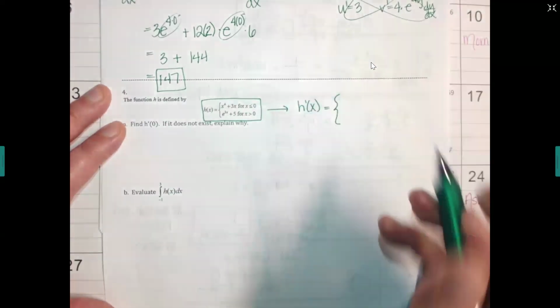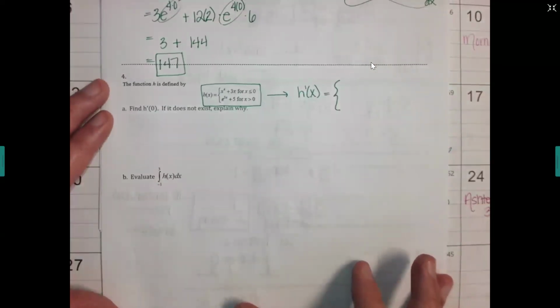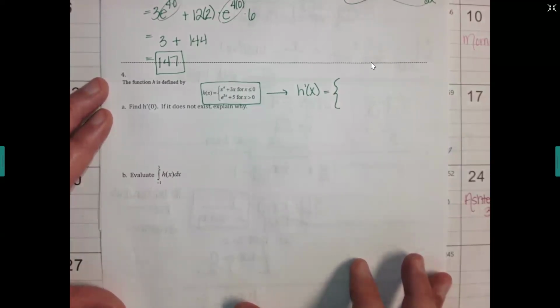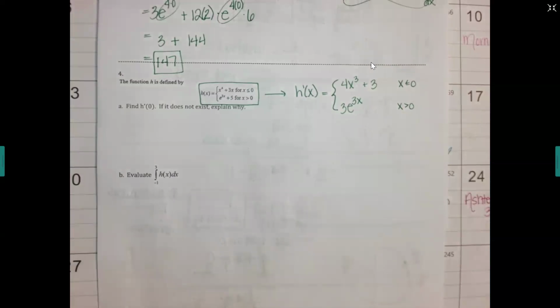Now remember, for a piecewise, you're just taking the derivative of the different pieces. So for the top piece, it was an x to the 4 plus 3x. What's the derivative of that? 4x cubed plus 3. And then on the bottom, what would my derivative be? So e to the 3x would be e to the 3x again, but then because of chain rule, I would times what to the front? A 3. And then my 5 goes to 0. So this is for x less than or equal to 0. This is for x greater than 0.